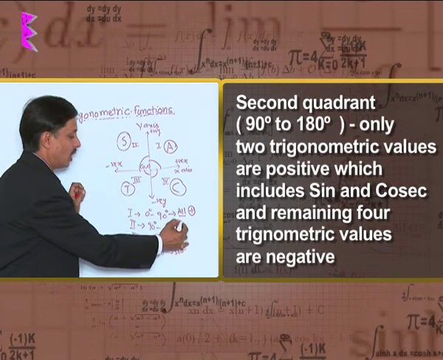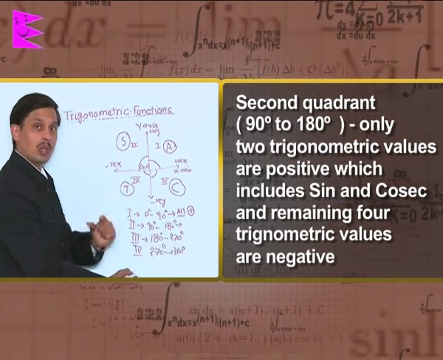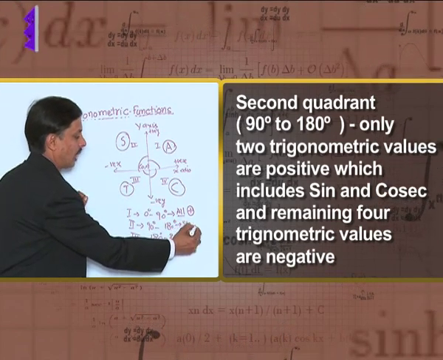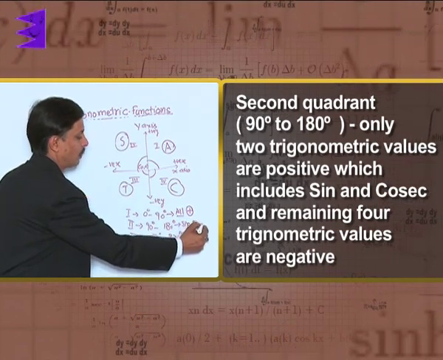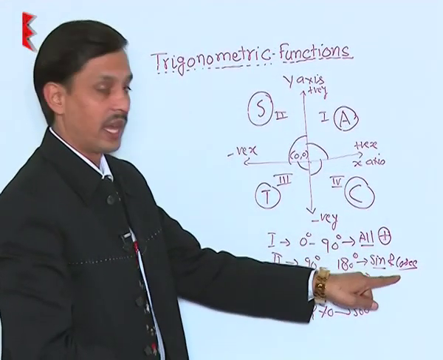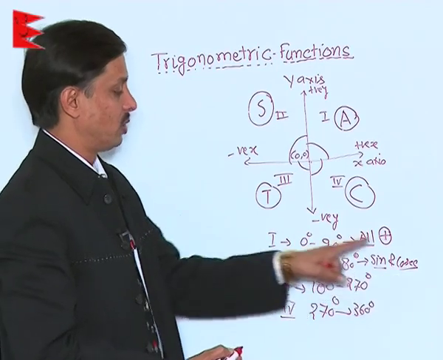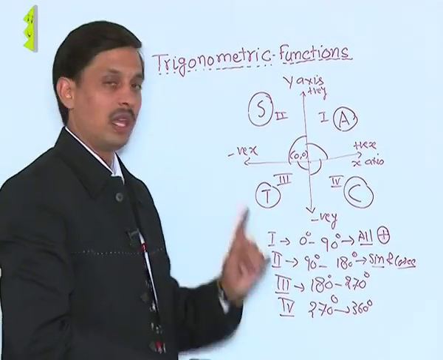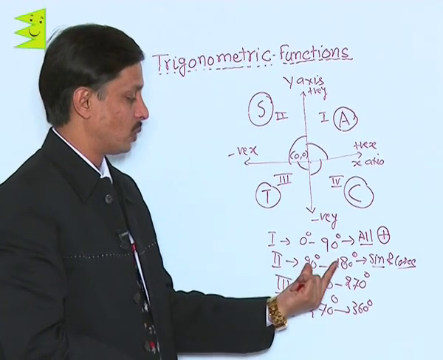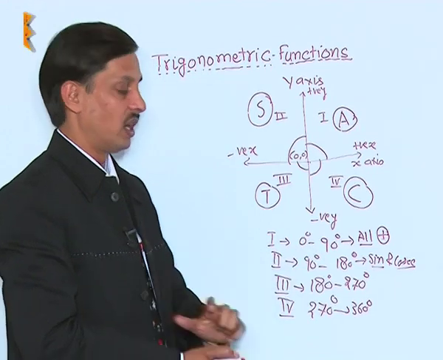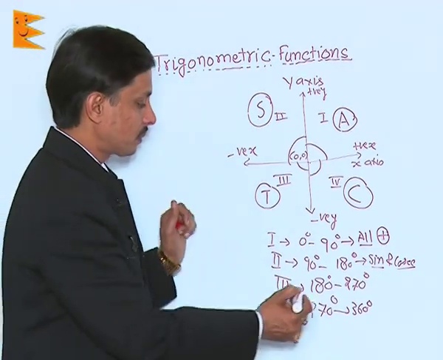Here only and only two values are positive. One is the sine and the other is its reciprocal, that is the cosec. So sine and cosec, two trigonometric ratios, are positive in the second quadrant. All remaining four trigonometric values for the angles between 90 and 180 are negative.